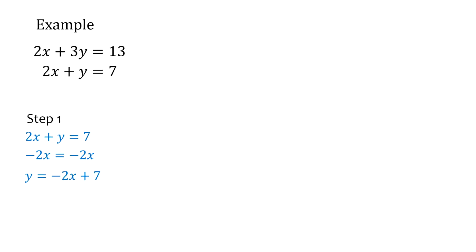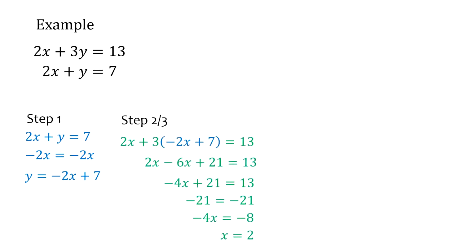So once I do that, my steps 2 and 3, I combine them together. I plug that in for y into that first equation because I solved the other one for y. So now my equation becomes 2x plus 3 times, in parentheses, negative 2x plus 7 equals 13. So now we're into our multi-step problems again. We're going to solve that for x. We're going to distribute the 3 through the parentheses. We end up with 2x minus 6x plus 21 equals 13.